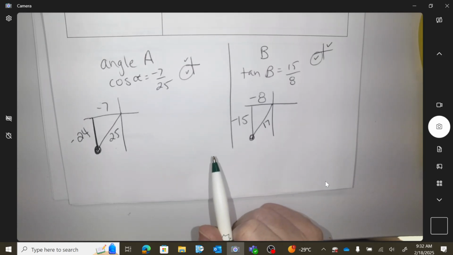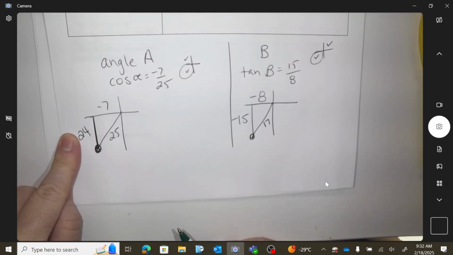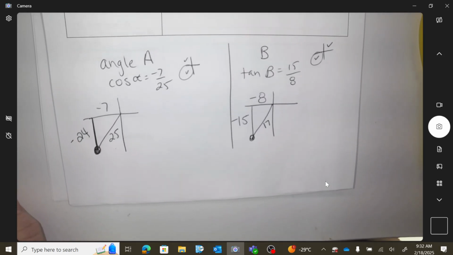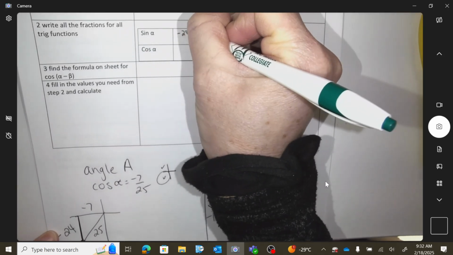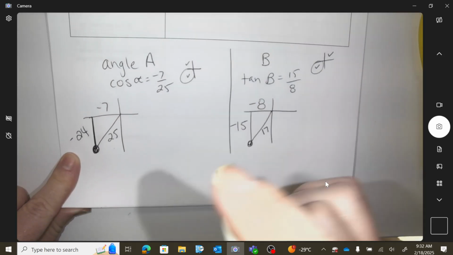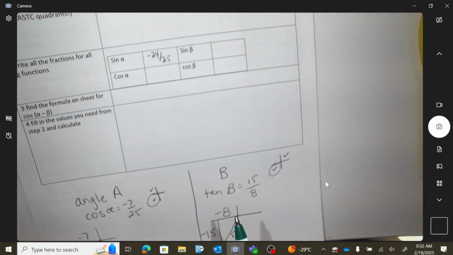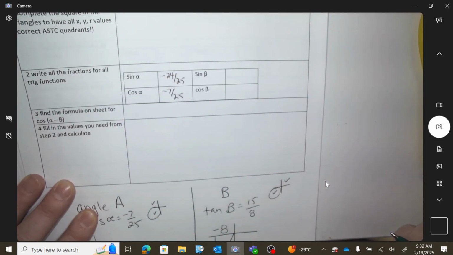Okay, please make sure you have positives and negatives analyzed, right? Always that. ASTC, analyze where you're positive, negative. A lot of you forgot that on your test. You might have got 24, but then you forgot to write -24 on it, okay? Okay, here we go. So A, what do I know about A? I'm just going to go into my chart here. -24 over 25 is sine, right? YR. And then X, -7, 25.